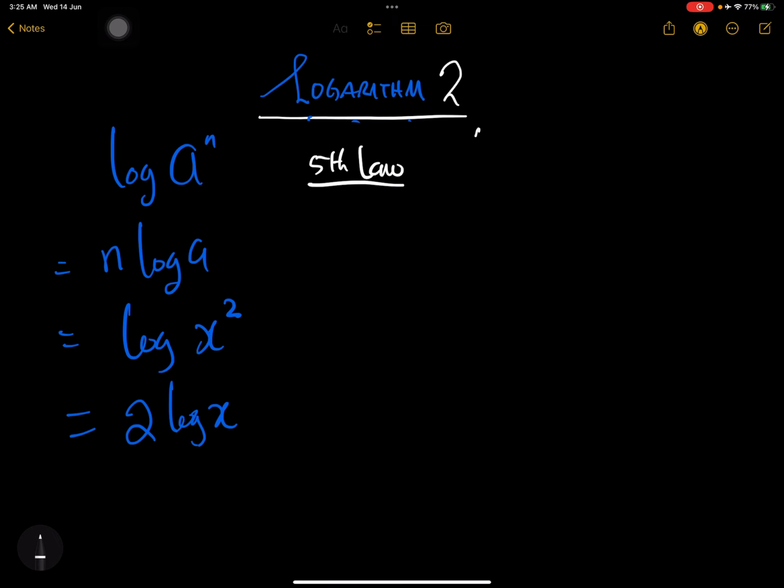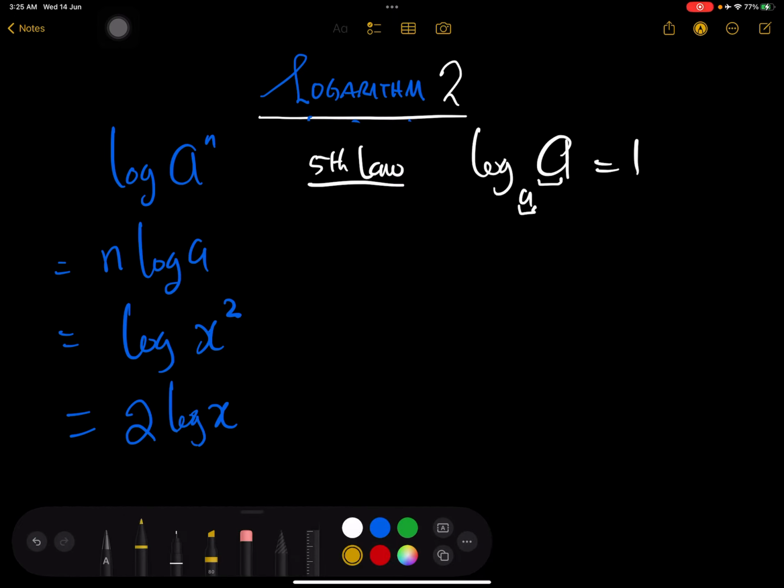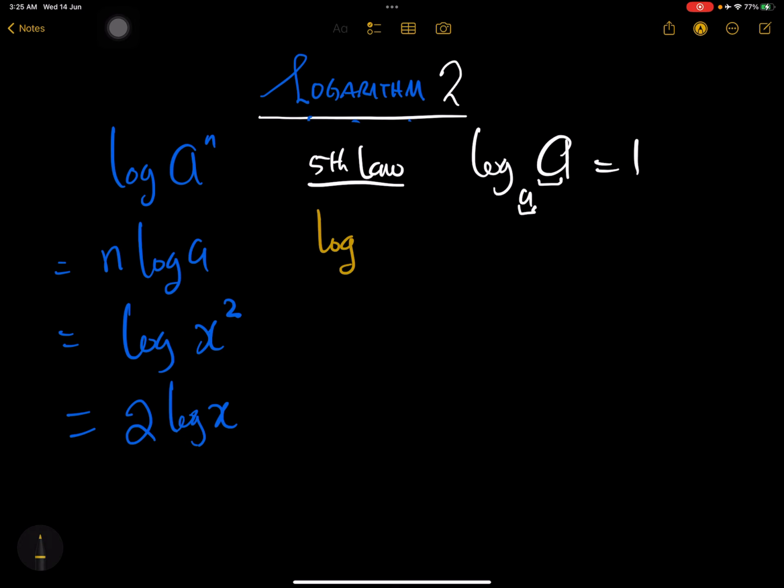If you have, let's say, log of a to the base a, we said it's equal to 1. If the result is the same as the base, then the answer is going to be 1. If this thing here is the same as the base, it's always going to be 1. So let's take an example. Let's say you have a log of 1,000 to the base 1,000, it is always going to be 1. Log of 20 to the base 20 is equal to 1.